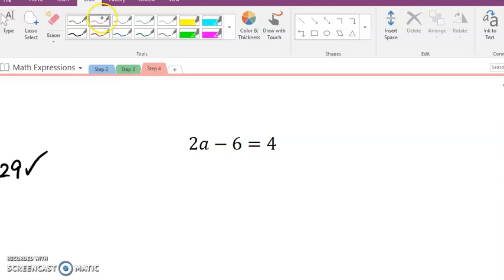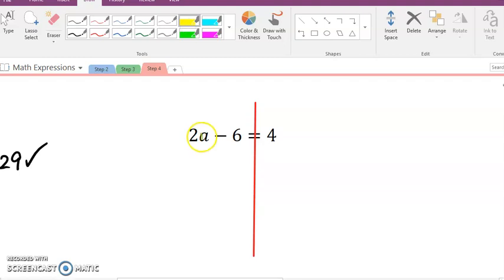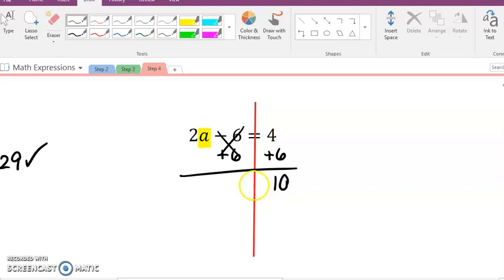Let's try another multi-step problem. I'm highlighting my variable. A is extremely close to the 2. They're practically touching. But A is not as close to the -6. So let's add 6 to both sides so that we can cancel out the 6. 4 and 6 are like terms. They're both constants. We can add them together to get 10.